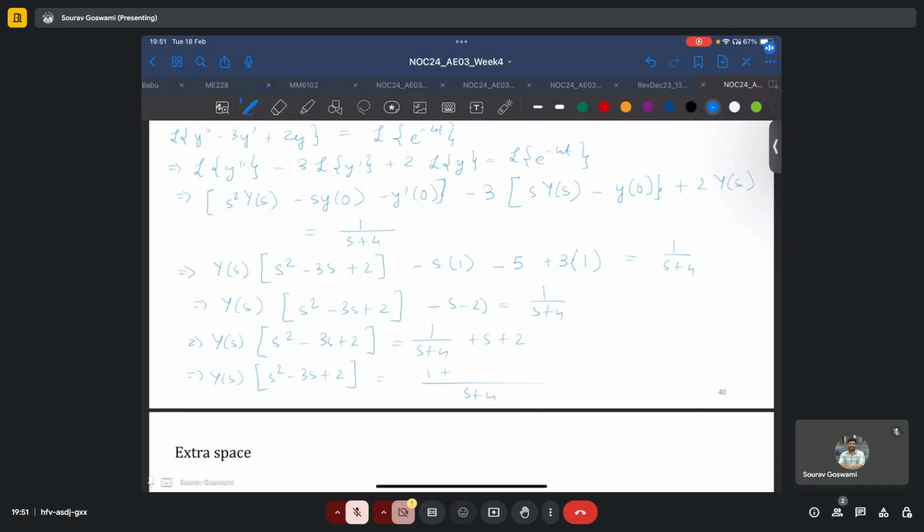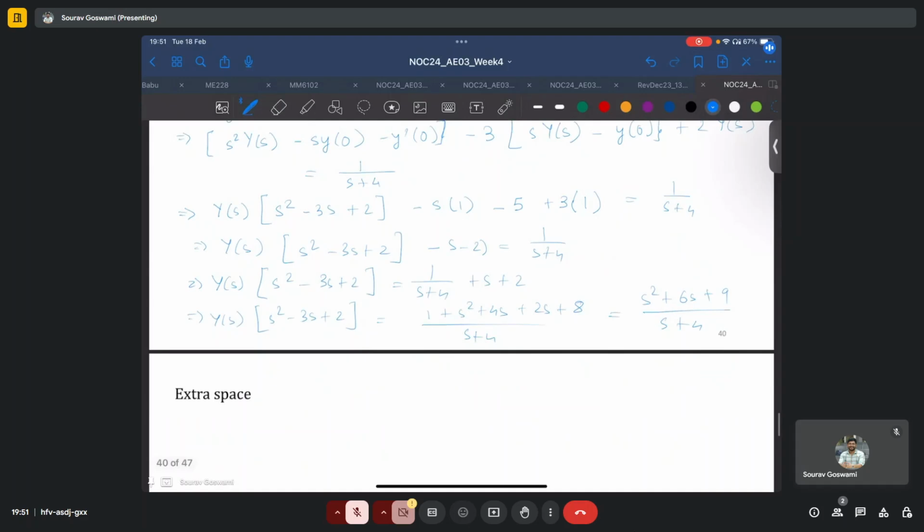Plus s times s plus 4 is s square plus 4s plus 2s plus 8, which comes out to be s plus 4 times s square plus 6s plus 9. And which finally gives us Y of s equals s square plus 6s plus 9 by s plus 4 times s square minus 3s plus 2.